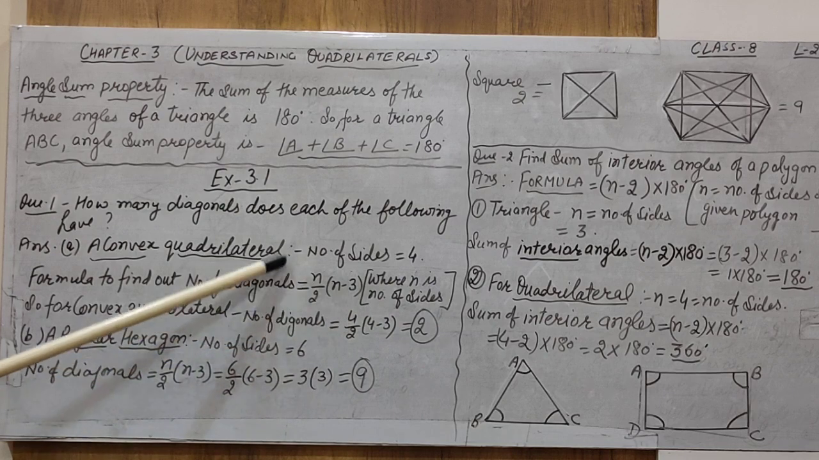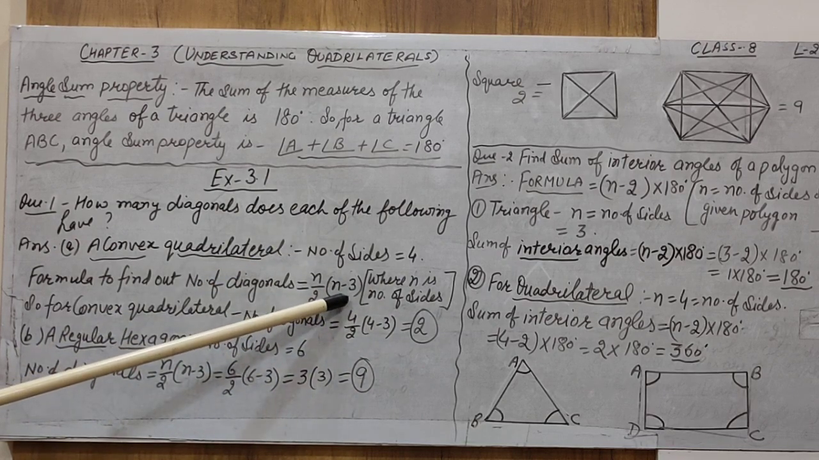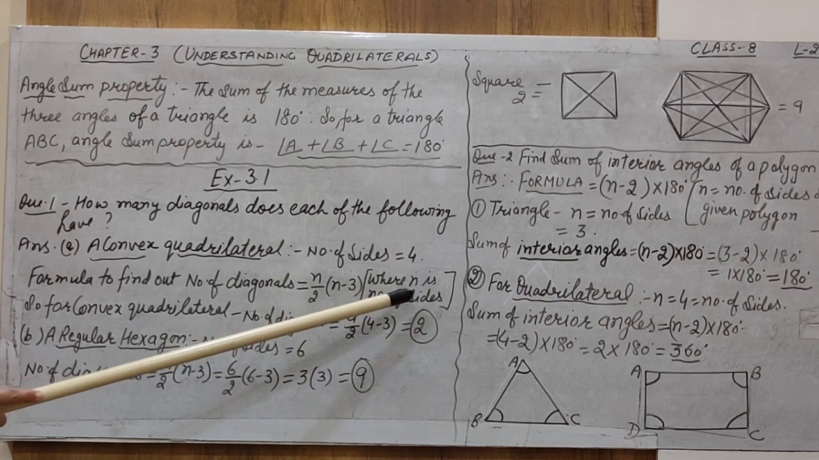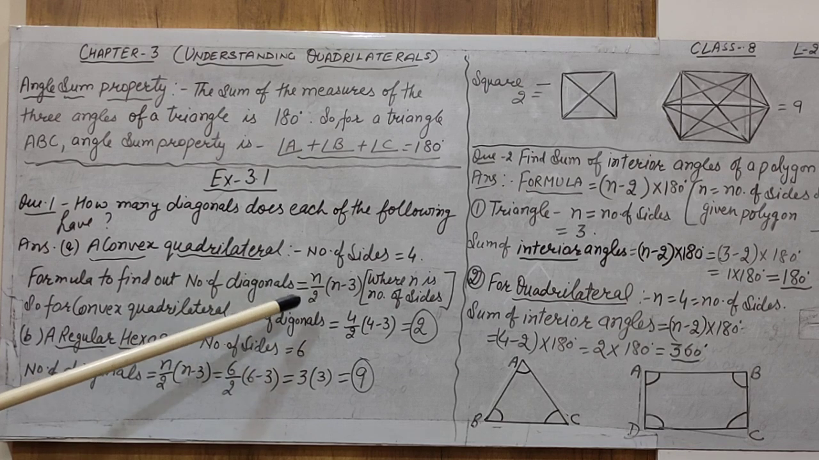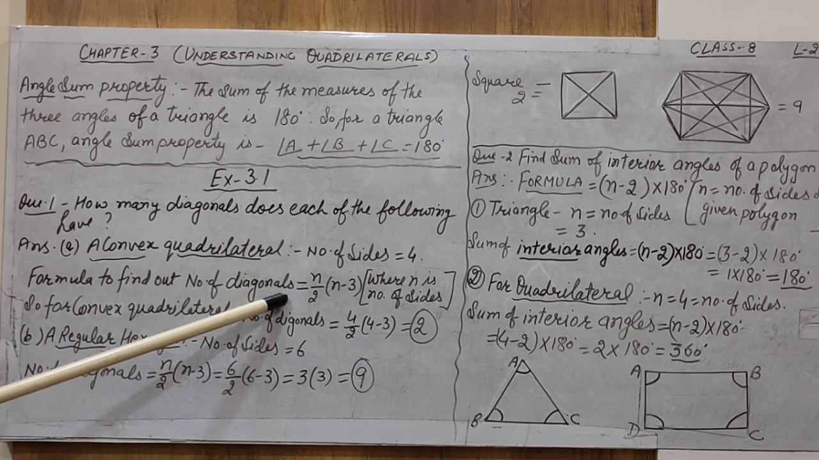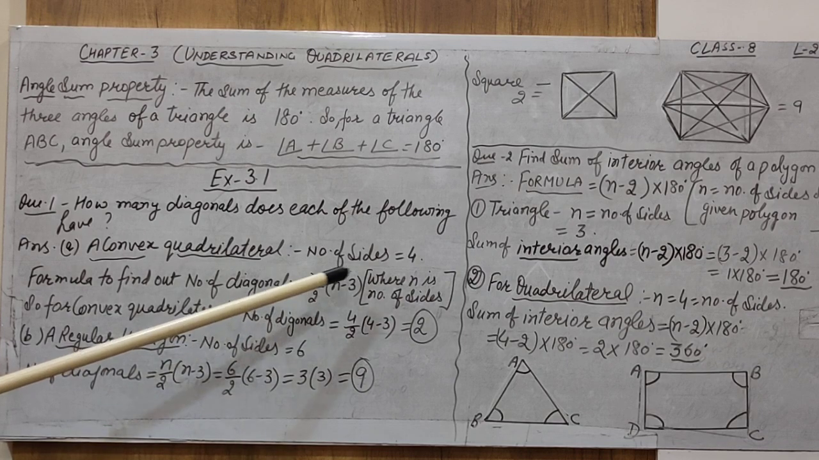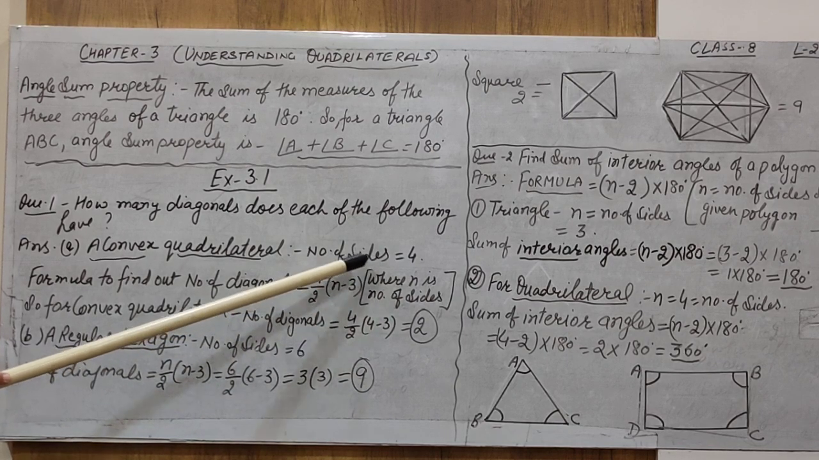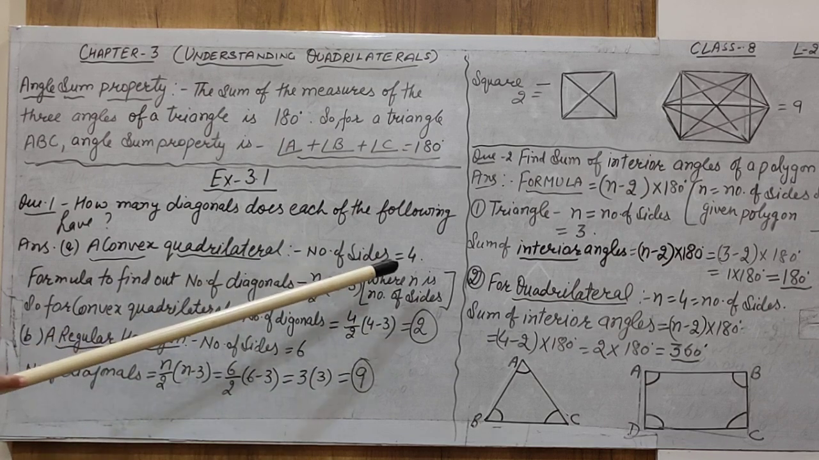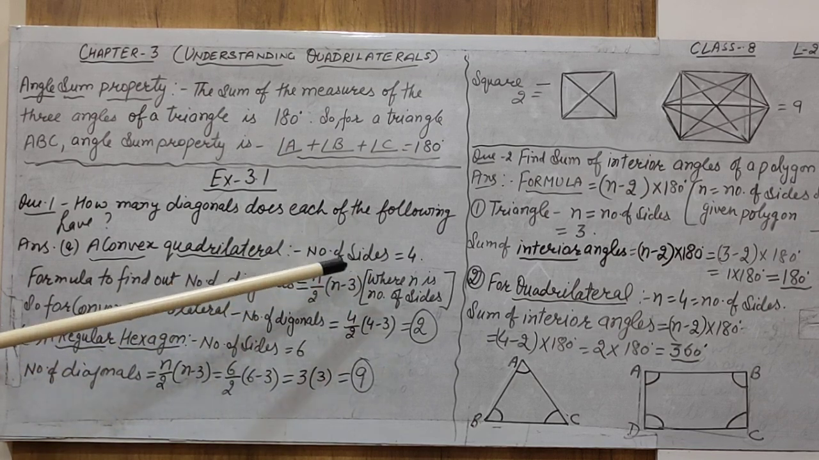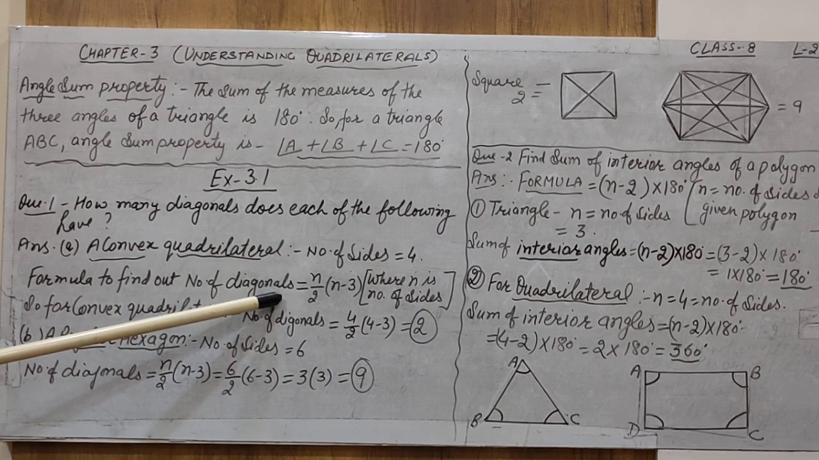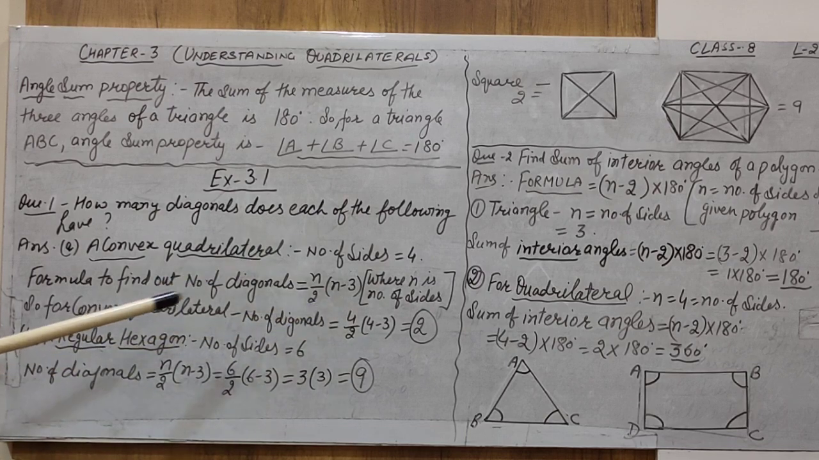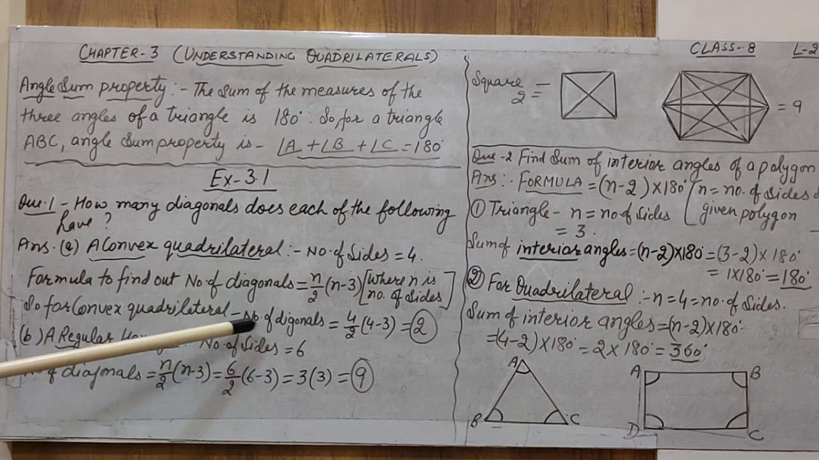So by using this formula, n by 2 multiplied with n minus 3, where n is the number of sides, we can find the number of diagonals in all polygons, because polygons depend upon the number of sides. In a triangle we have 3 sides, in a quadrilateral 4 sides, in a pentagon 5 sides, and so on. So we can find the number of diagonals for all polygons using this formula. Now, for a convex quadrilateral, let us find the number of diagonals.